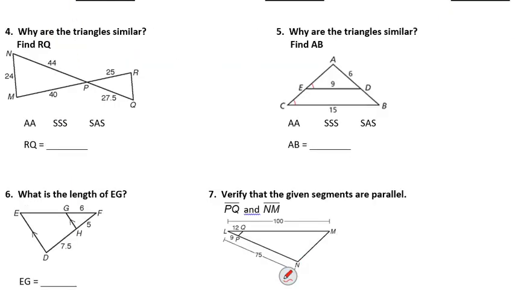So number 4 says, why are the triangles similar, and then find RQ. So with this one, we're going to compare short side to short side, middle side to middle side, long side to long side. So when we talk about short to short, we're talking about MN and RQ. Oh, and by the way, when you do this, you might want to go ahead and start with just writing a similarity statement. So triangle MNP is similar to, we started down there with M and went up this outside and then across the longest side. So on the other one, we're going to do the same thing. So that's going to give us triangle RQP.